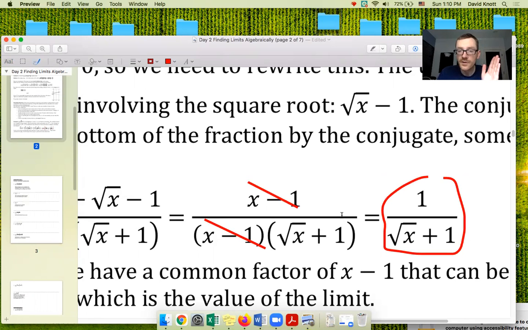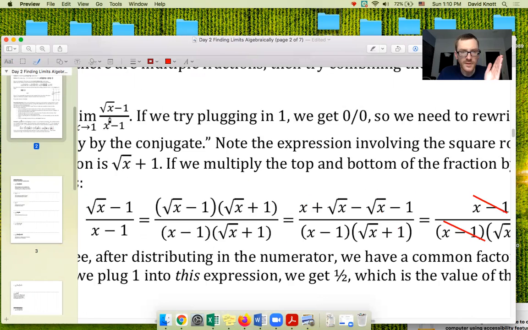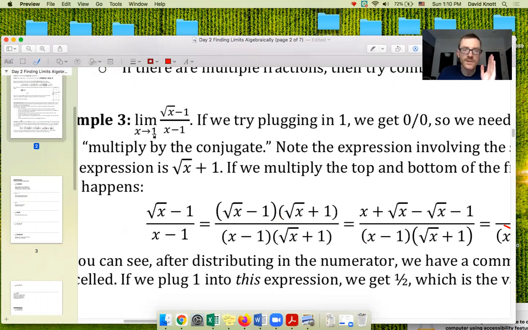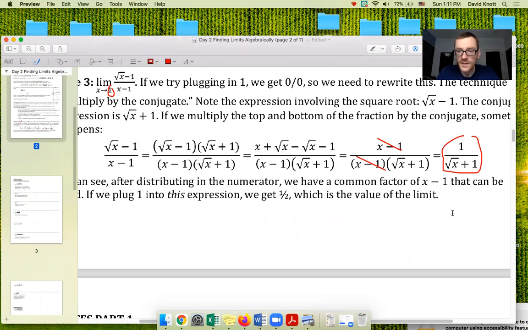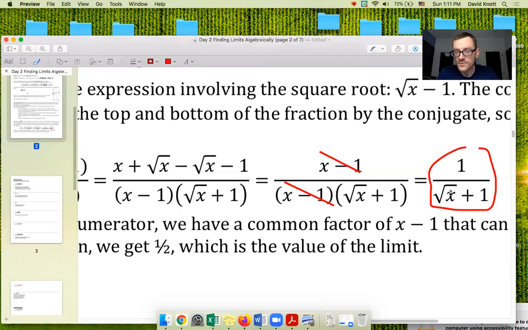And now we go back and we ask, what were we taking the limit of? We were taking the limit as x approaches 1. So now try plugging 1 into the new simplified version of the function. If you do that, you're going to get 1 over square root of 1 plus 1, which is 1/2. So you'll get 1/2, which is a regular old-fashioned number. So that's the value of the limit. It's 1/2. So that's an example of having to multiply top and bottom by the conjugate.